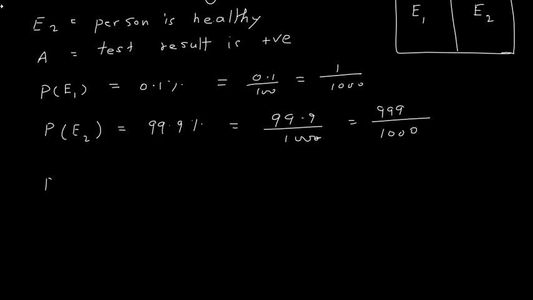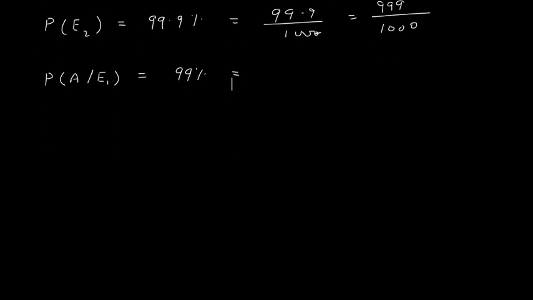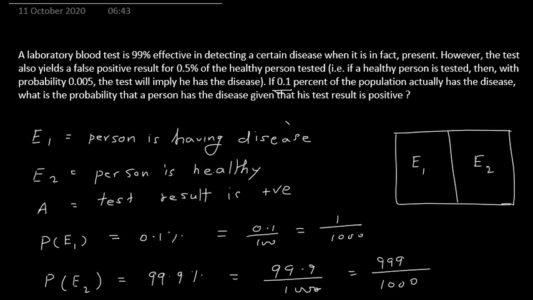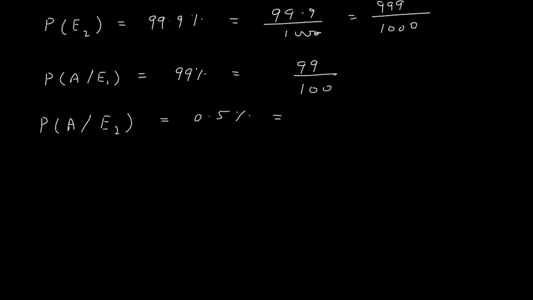Now the possibility of A, that the test result is positive when we know that the person is diseased, is 99%. It is given 99%. So this is 99 divided by 100. And the possibility of A by E2, means when it is a healthy person, then also the test is resulting positive with 0.5% possibility. 0.5% means 0.5 divided by 100, that is 5 divided by 1000.